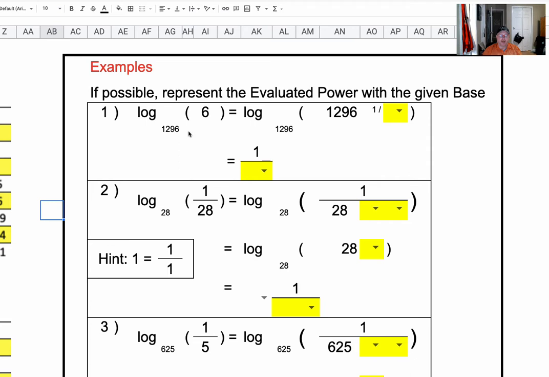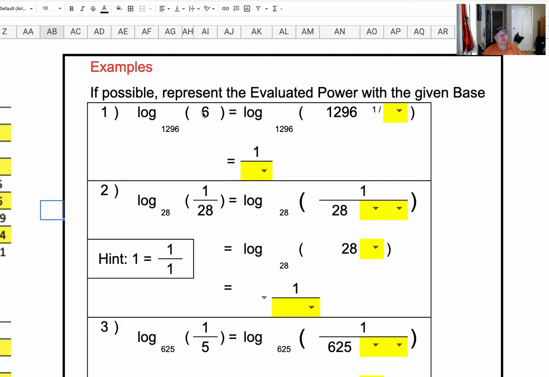So we've got a base of 1,296. The evaluated power is 6. And we need to figure out the exponent. So again, what exponent goes on 1296 to make 6? So the question is, will our exponent be bigger than 1 or smaller than 1? That's a really important question. If this was 1296 and this was 1296, what exponent do you put on 1296 to make 1296? Well, it's 1, right?